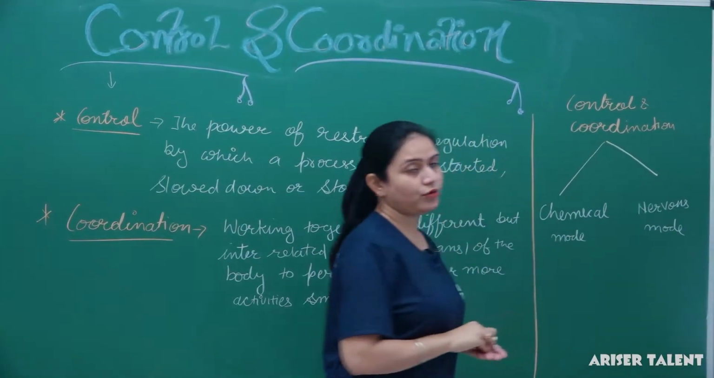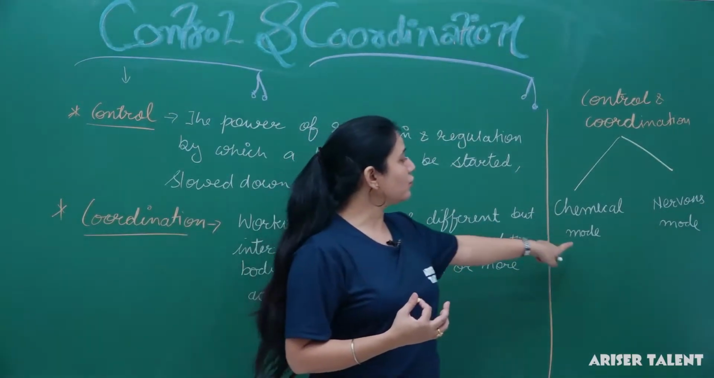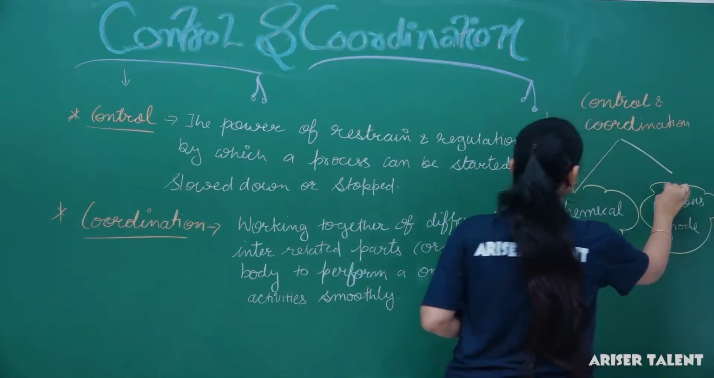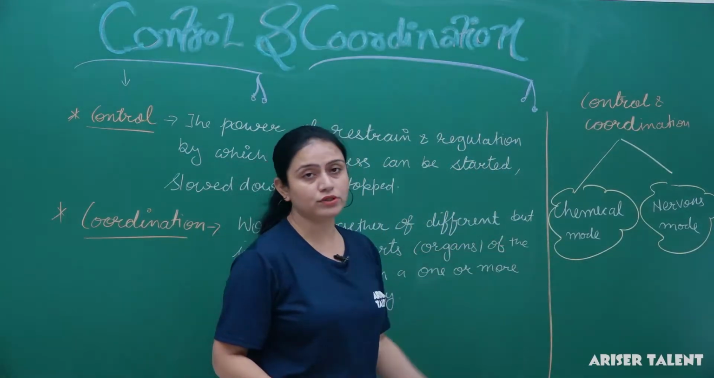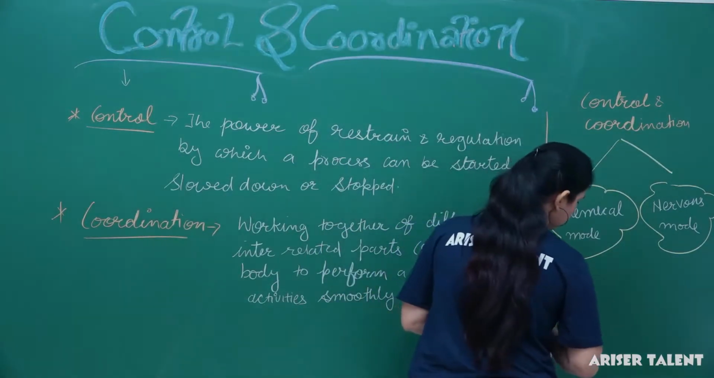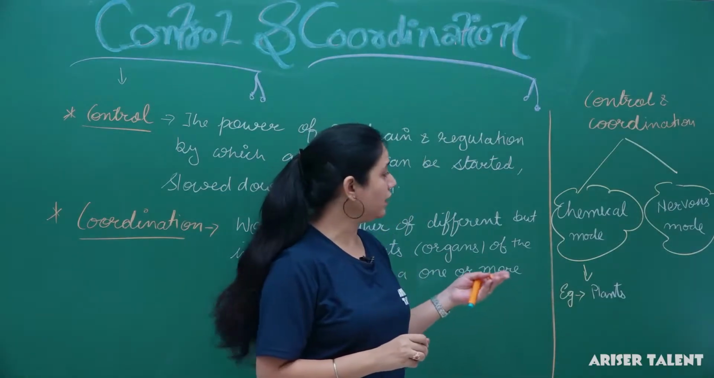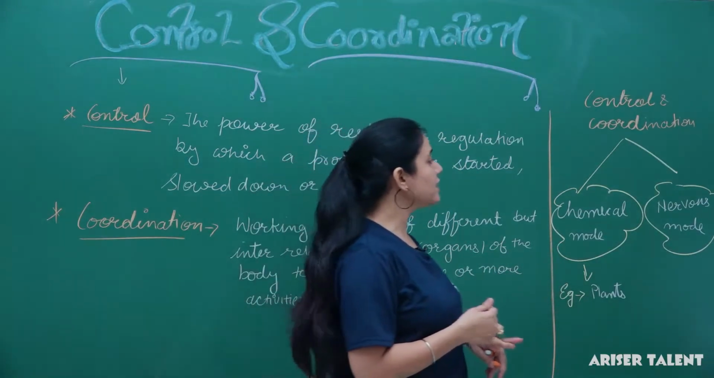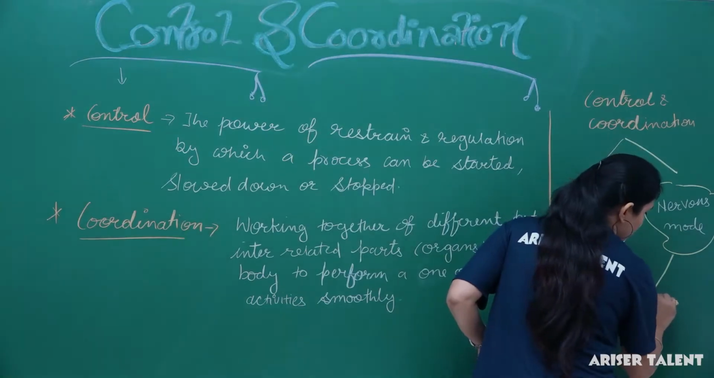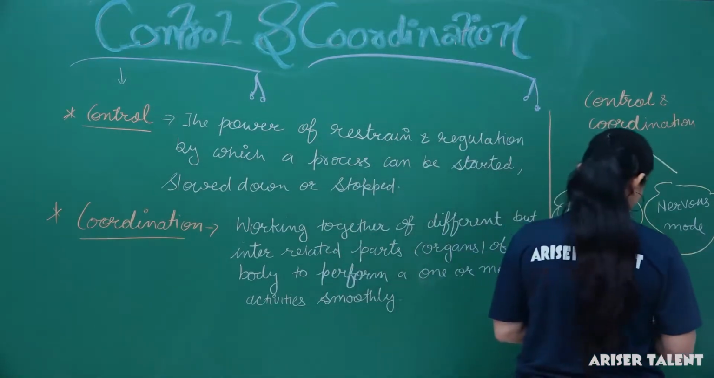It means the control of different activities and the coordination of different organs to perform some activity is done in two ways. One is chemical and another is nervous mode. Chemical mode is generally shown by the plants only. Nervous mode is generally shown by the animals. But one more thing is that animals show both modes, chemical as well as nervous.